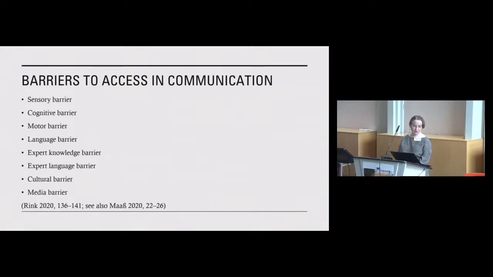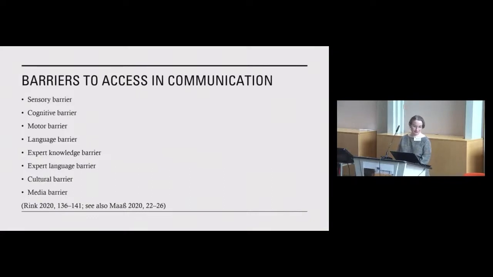And then there are also cultural barriers, and that means that the recipient might not have all the information about culture that they need to understand the content, and you might add something to the text to explain that. And then there's also the media barrier that could be related to presenting information through media channels that the recipient might not use.